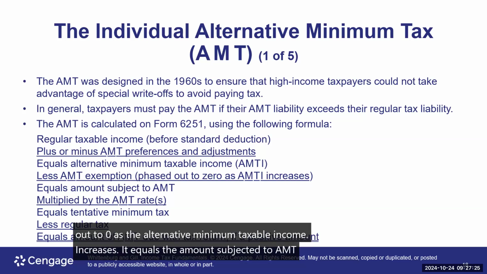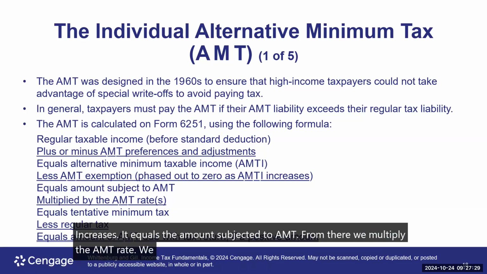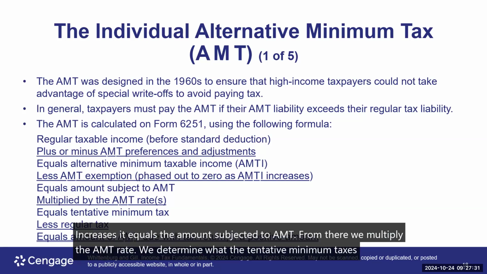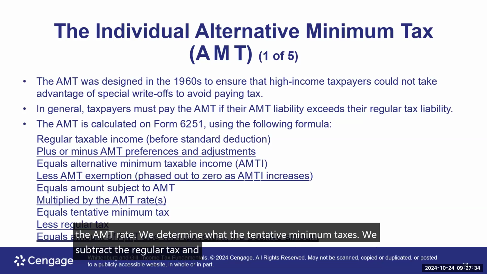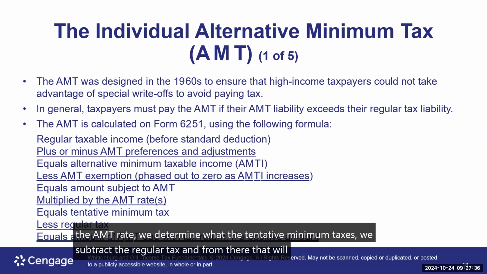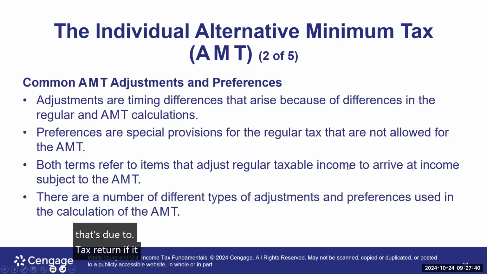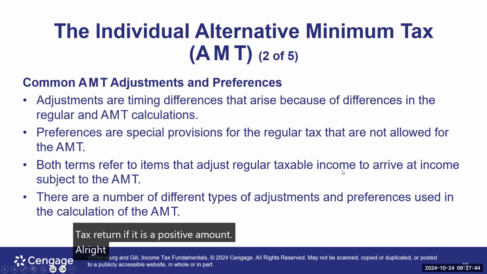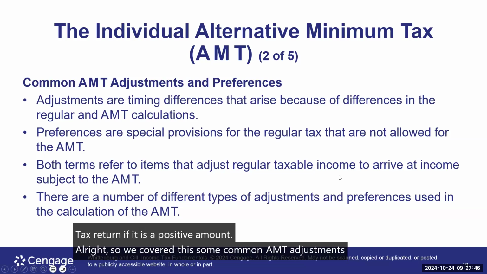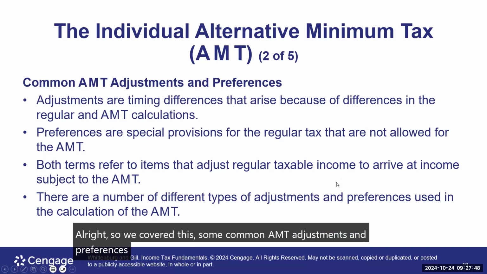From there, we multiply by the AMT rate. We determine what the tentative minimum tax is. We subtract the regular tax. And from there, that will equal the amount of AMT that's due with the tax return if it is a positive amount. All right. So we covered some common AMT adjustments and preferences. Adjustments are timing differences. Preferences are special provisions for regular tax, not allowed for AMT.